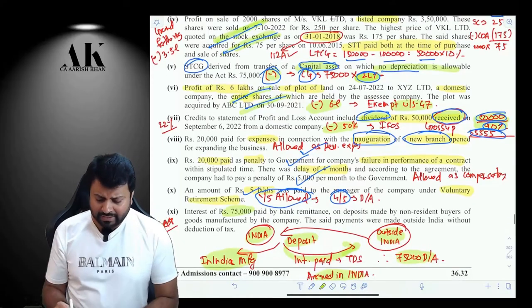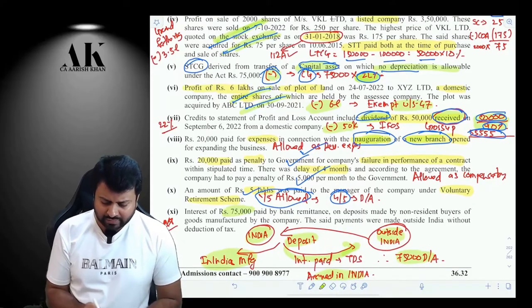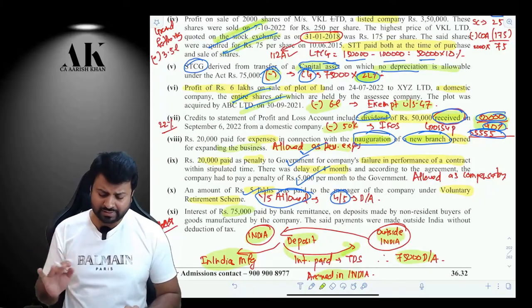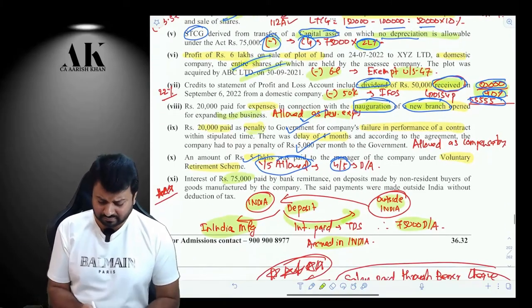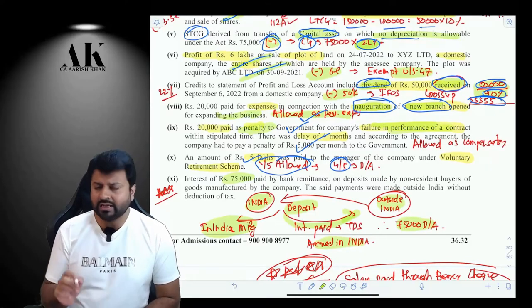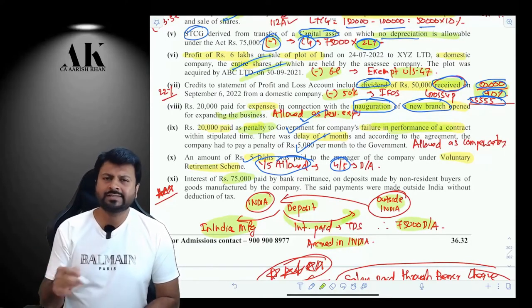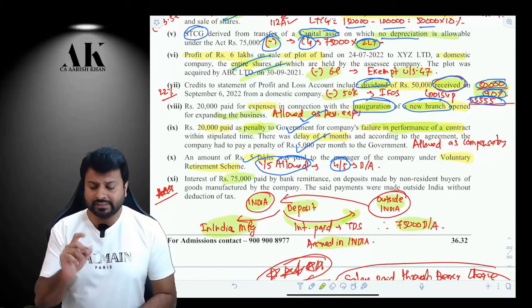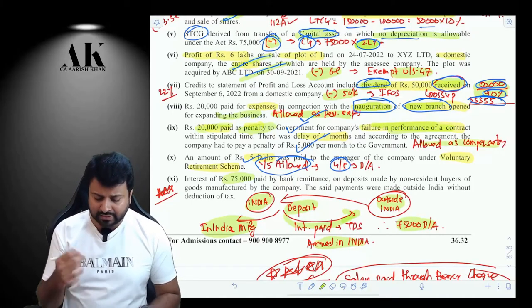Next, you are making some payment for inauguration of a new branch for expanding the business. Yes, that is allowed as a revenue expenditure. There is nothing wrong in that. Next, you are making some penalty to the government for failure to perform the contract on time, etc. So you are making the compensation for that. So this is allowed because this is not a penal penalty. This is a compensatory penalty, and compensatory penalty is allowed as a deduction.